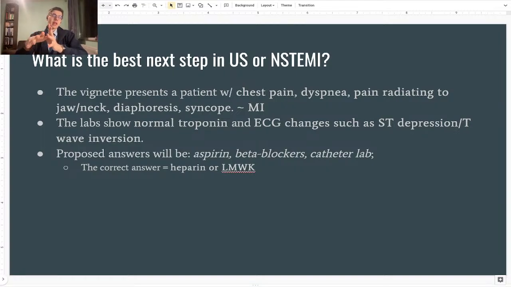Now, the correct answer in this case is that you think of unstable angina or non-STEMI and you go for the heparin or some low molecular weight heparin such as enoxaparin.